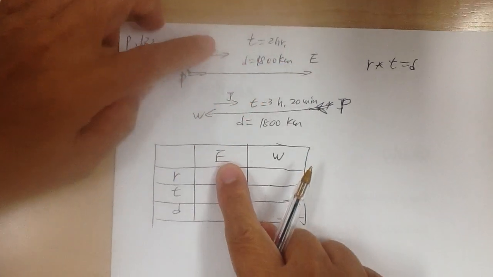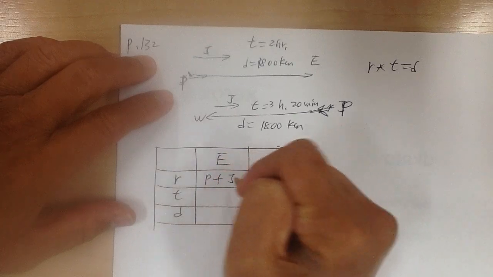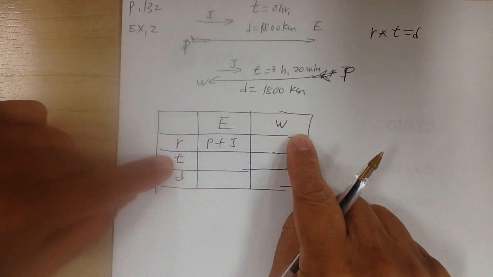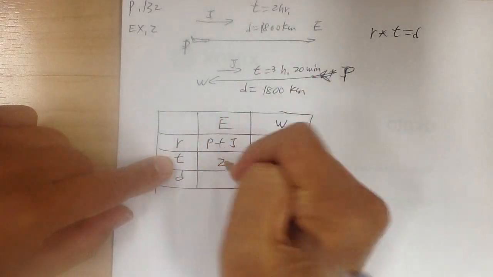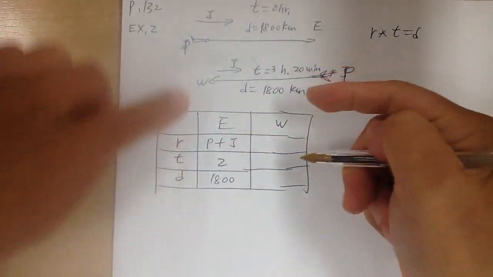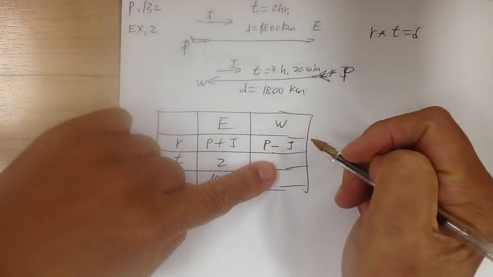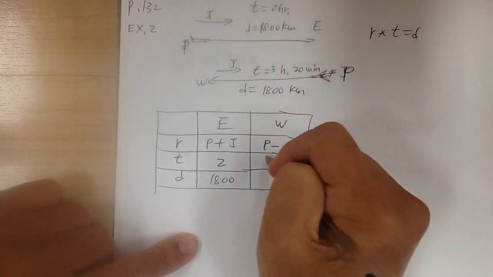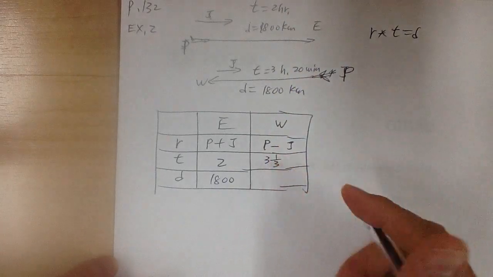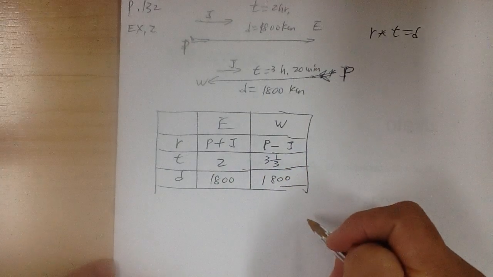When you're going east, the rate is going to be the airplane plus the jet stream, because it's going in the same direction. The time is 2 hours, and the distance is 1,800. Coming back west, you have a headwind, so it's the speed of the airplane minus the jet stream, because the jet stream is going to push it back. And the time would be 3 1/3, because 20 minutes is 1/3 of an hour. Again, the distance would be 1,800.